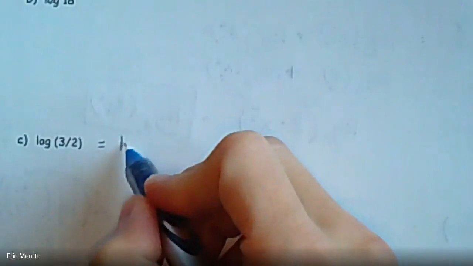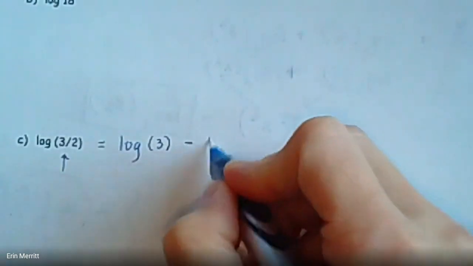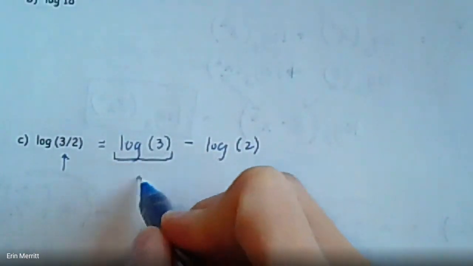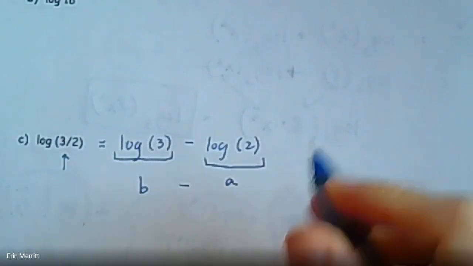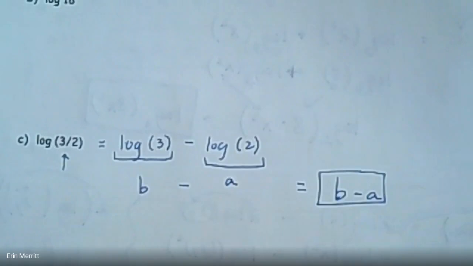A simple one would be if I'm looking at C, nothing super crazy there. All I have to do is be able to separate it into 2 separate logs. So since I have log of 3/2, this is division. We know that that means you subtract exponents, so we subtract the logs. So this is log of 3 minus the log of 2. And then I can plug in, that's B, that's A, minus sign in between. So this is literally B minus A.